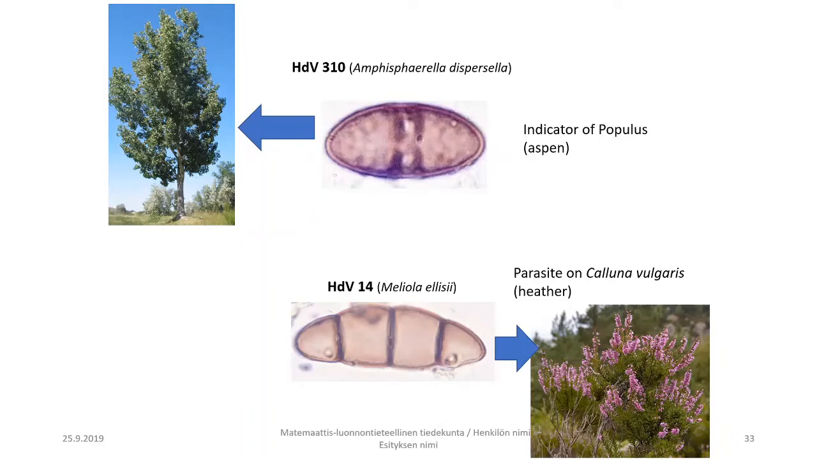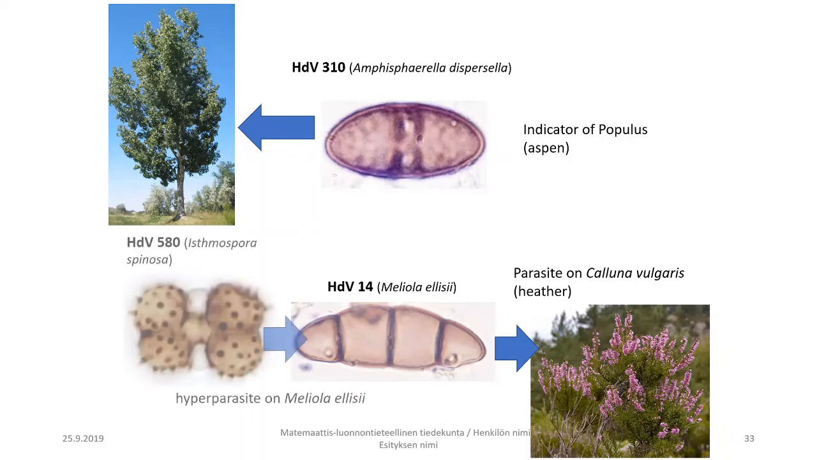An interesting part here is that Meliola elisi is a parasite, and Isthmospora spinosa is a parasite on Meliola elisi. Therefore, by inference, if there is no heather pollen and no Meliola elisi spores, but there are Isthmospora spinosa remains, I can say that both heather and Meliola were growing there. I mean that if you find only this hyperparasite, you can be sure that Calluna was also there.